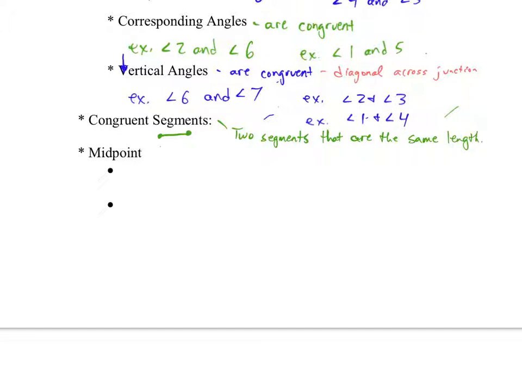Or I suppose they don't have to be parallel, but it might be easiest to draw if you did something like that there. So congruent segments are two things that are the same length. And so we can use that to do midpoint.